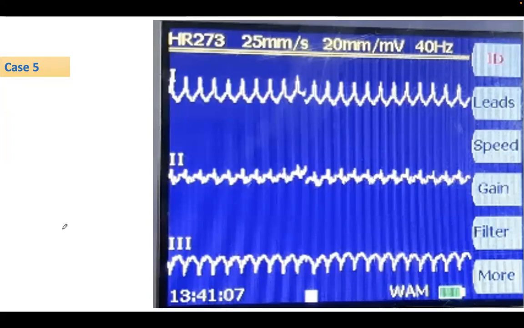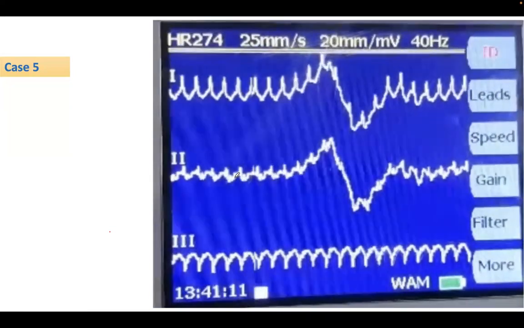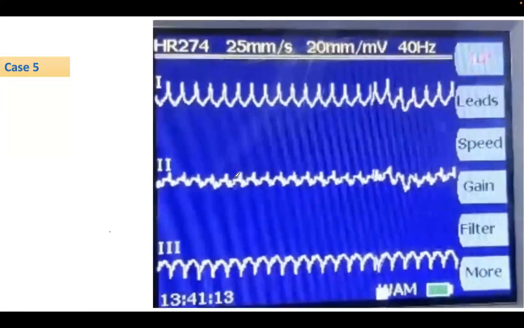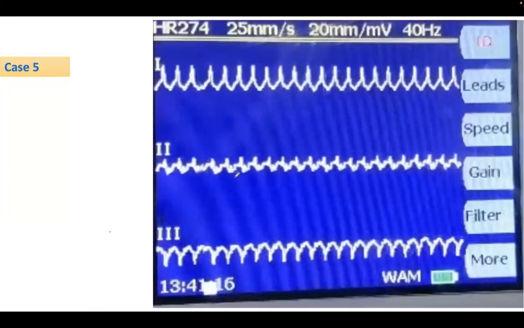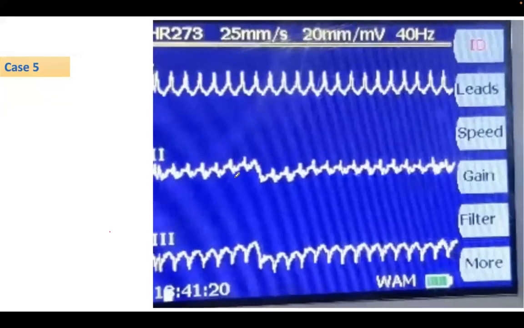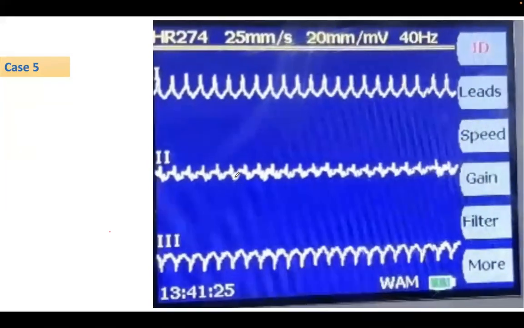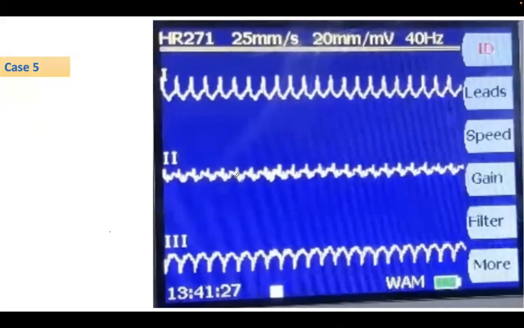Okay, so case 5. This is a video. I hope it plays. Just look at this video. So obviously someone is having what? Tachycardia, regular, right? It's a baby, by the way, a newborn. It looks wide-ish, right? So wide complex, regular tachycardia. And they are giving adenosine now.